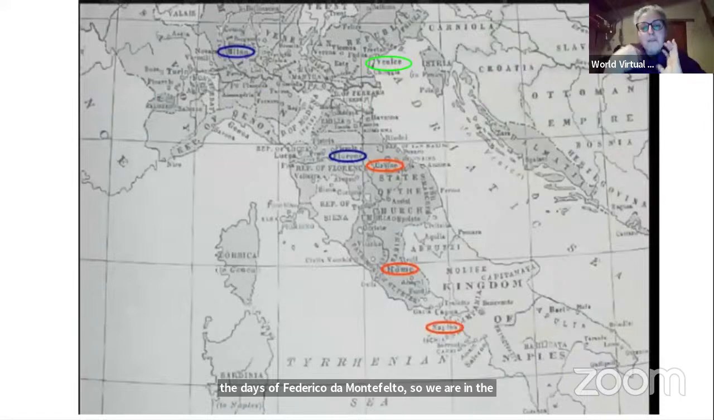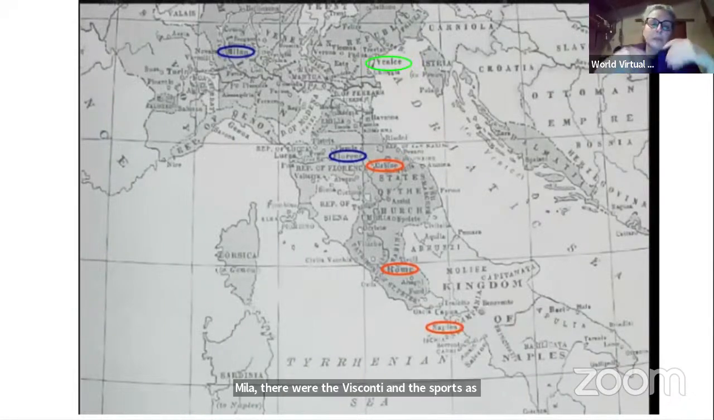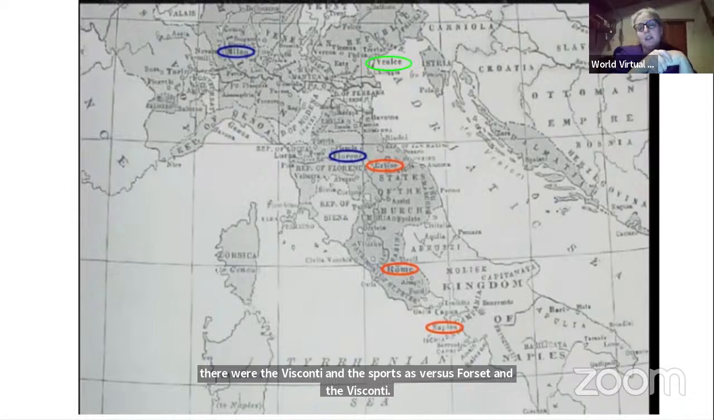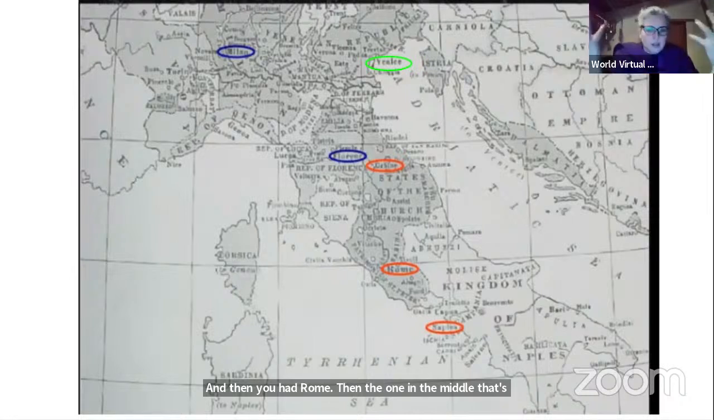mainly 5 big powers. So the 2 blue ones, you see, we have Milano on top, and then Florence, of course. In Milano, there were the Visconti and the Sforza. So first the Sforza, then the Visconti. Then you have the red ones. The lowest one is Naples, the Kingdom of Naples. And then you had Rome. Then the one in the middle, that's Urbino. But Urbino was not the biggest of this area, but just so there were the 2 blue ones, then the 2 red ones at the bottom.